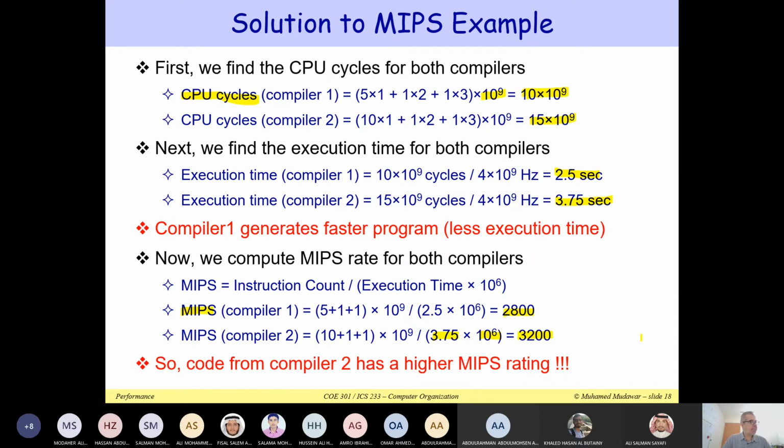Okay. So that actually is the last point that I wanted to talk about: one of the drawbacks of the MIPS rating is that sometimes you get a higher MIPS rating even though the execution time is worse. In that case, we don't look at the MIPS rating, and we just go by the execution time.